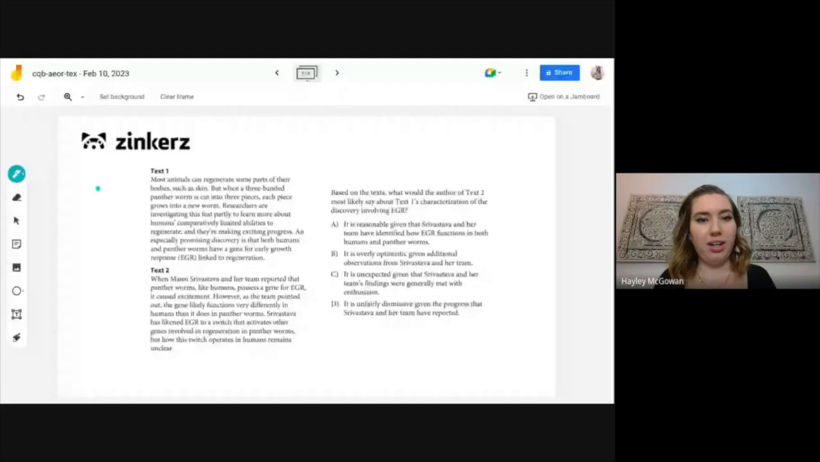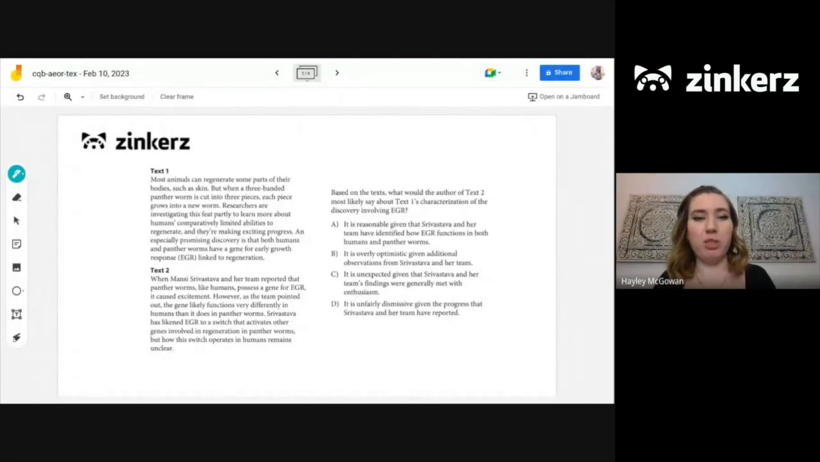Let's see what kind of problem we have today. All right, so immediately we know that this is going to be a multiple text question. There's only one type of problem that has two texts like this. So we know that we're going to be comparing them in some way. Let's read the question first to see how we are doing so.